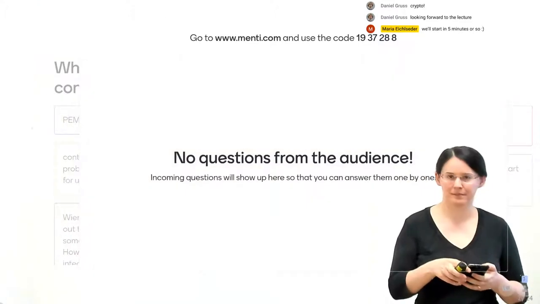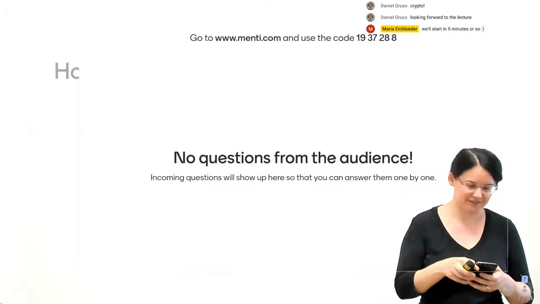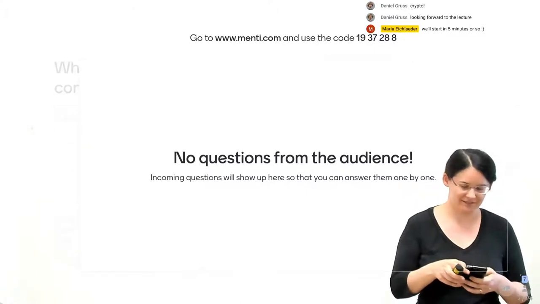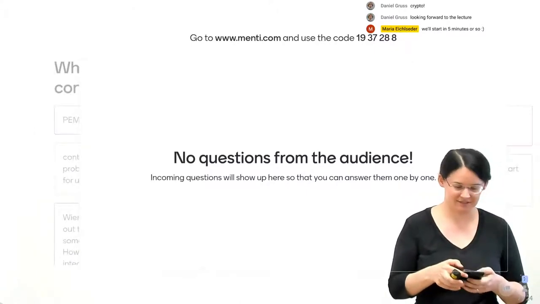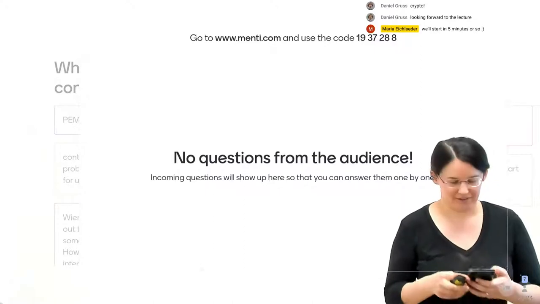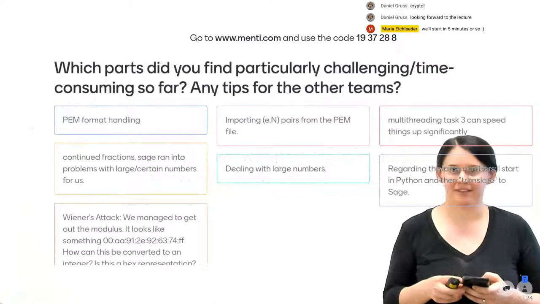It appears that Menti is stuck again. It's not very stable today, apparently. It looks like that part died a bit.